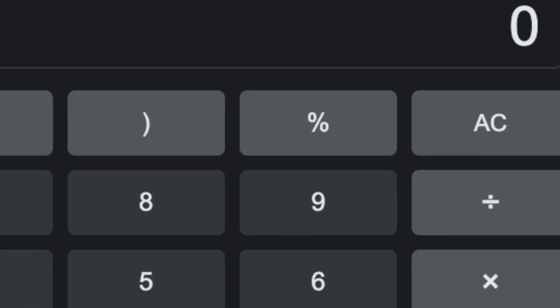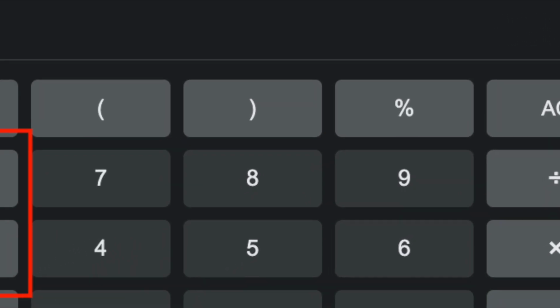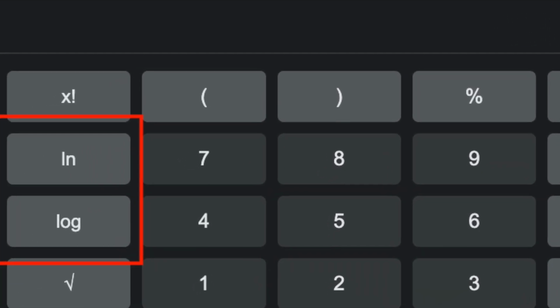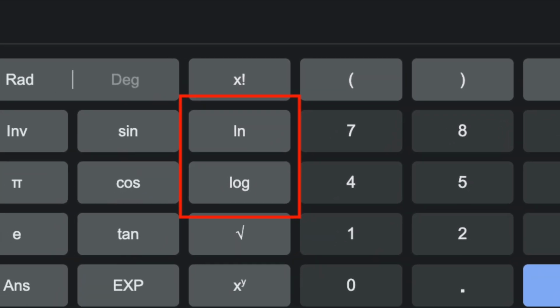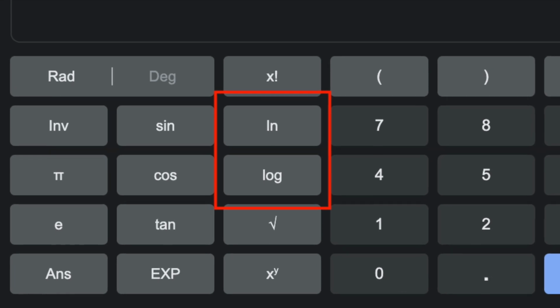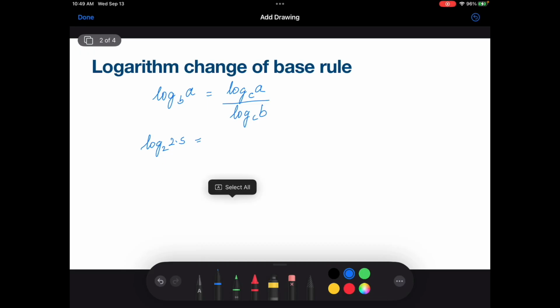Normally if you see a calculator, you don't have any button which can find a logarithm to the base 2. We can either find logarithm to the base 10 or natural logarithm. So how do we find it? Let's use the change of base rule. We can write this as log 2.5 divided by log 2. This is to the base of 10.